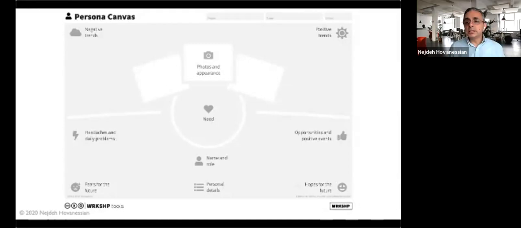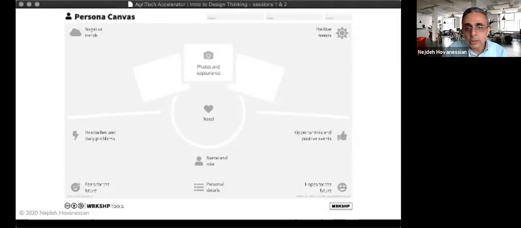The most important ones for what we are going to use in personification are visualization and empathizing. We have an exercise to do based on visualization, because when you are doing this canvas, you are visualizing your persona.